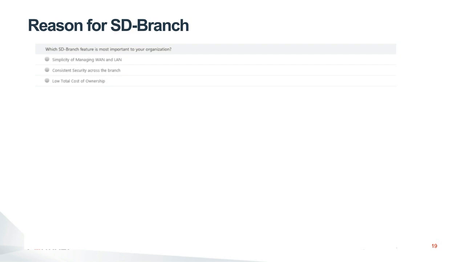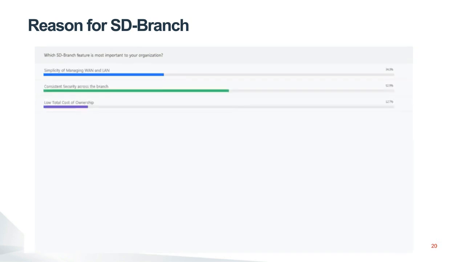All right. Next slide, Kelly. We have actually made a quick survey across some of the webinars we conduct on SD branch, and the number 2, which is the consistency of security across the branch, is the most important reason that most people will want to use it. So just take note of that as the reason. Next slide, Kelly.